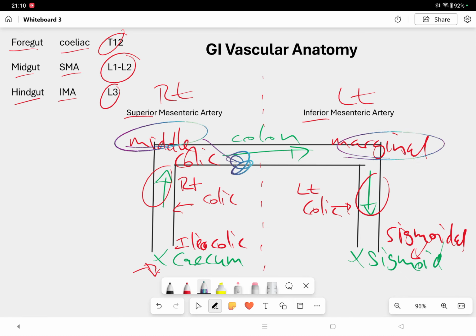Well, I hope that helps. That's kind of the easy way to remember the branches of your superior mesenteric and your inferior mesenteric.